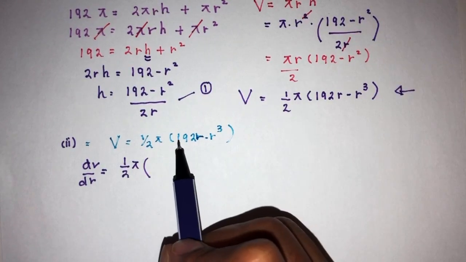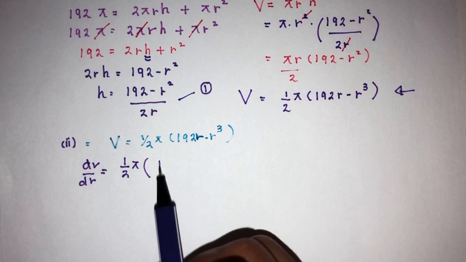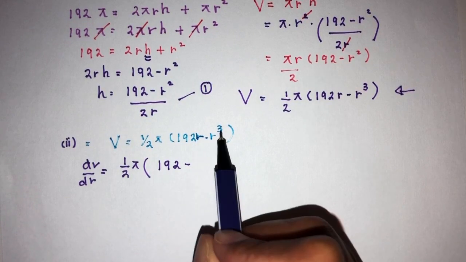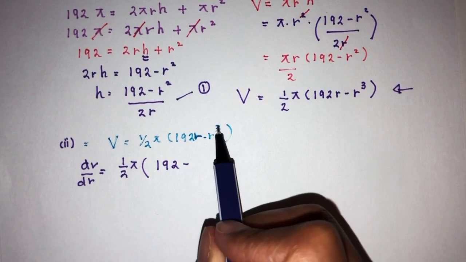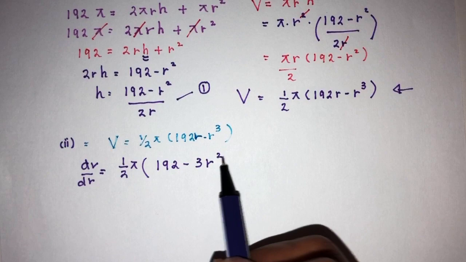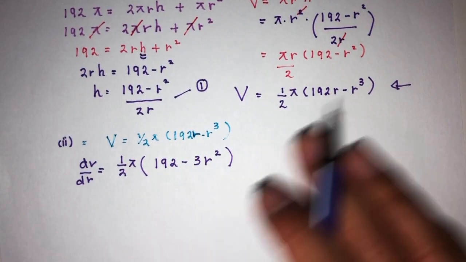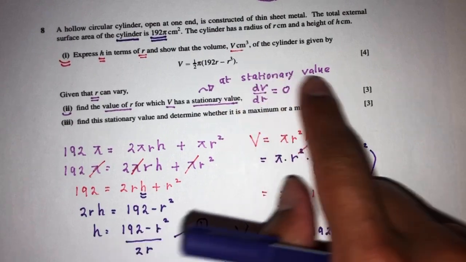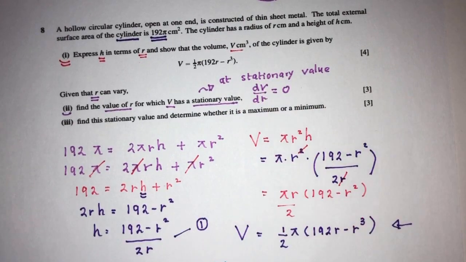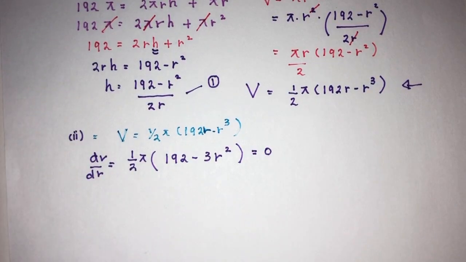Now on the inside, what is dv by dr of 192r? That will be 192. And then here we first bring the power down, that will be 3, and then r cubed becomes r to the power 3 minus 1, which is r squared. So this will be dv by dr. Now we understand that at the stationary value, dv by dr is equal to 0, so we have to equate that to 0. So let's proceed.